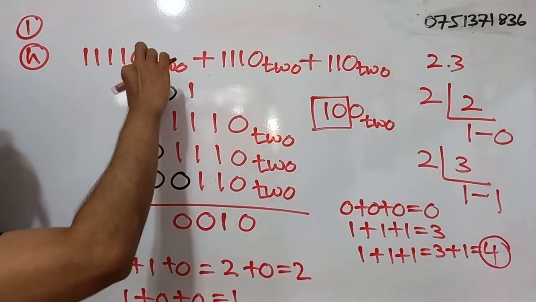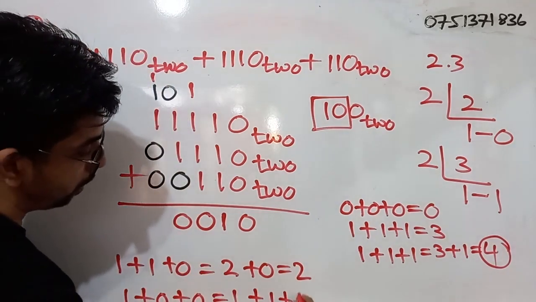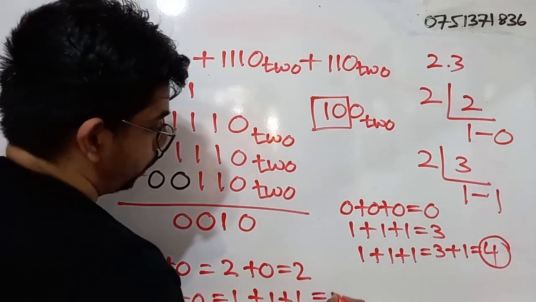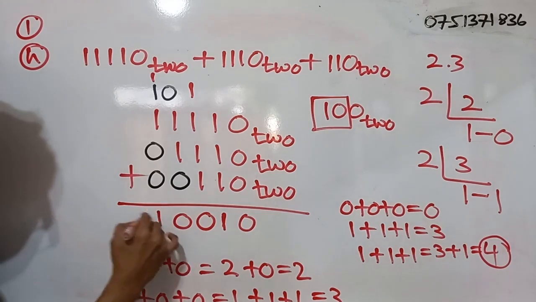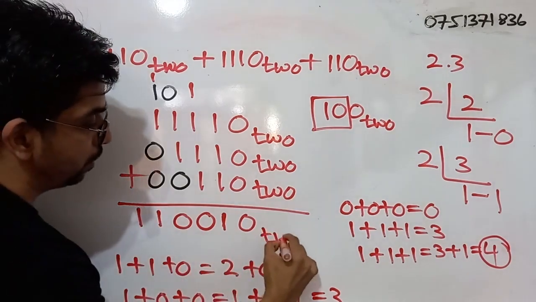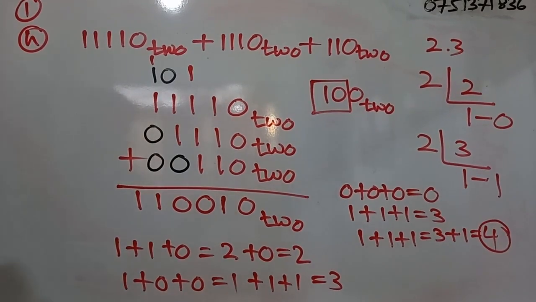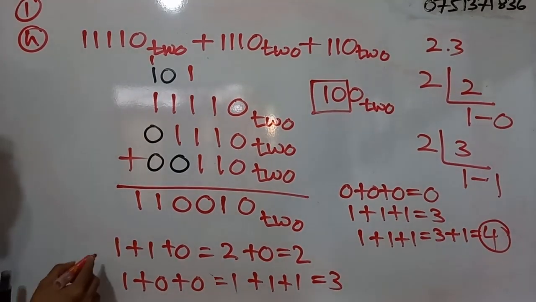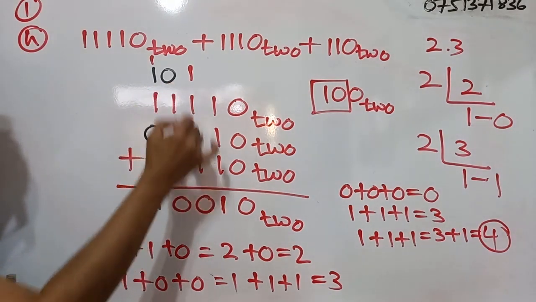Right. To that we add these two digits. So 1 plus 1 plus 1. So it becomes a 3. So 3 we know we can write as what? 1 and 1. So here the base is what? 2. So I'll just bring the camera down a bit. Right. So here you can see I have done this addition.